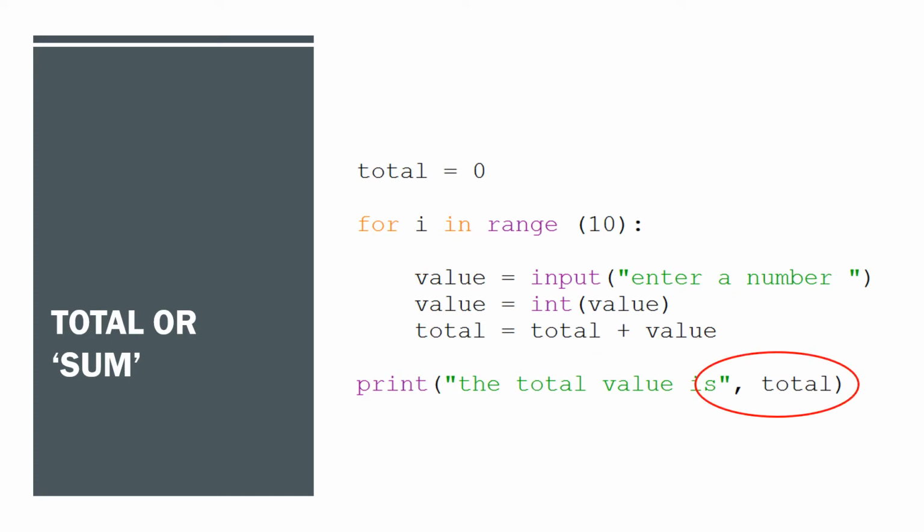When the loop is finished, we can print out the total. This loop will repeat exactly 10 times. So we've decided before we write the program that exactly 10 values will be input.